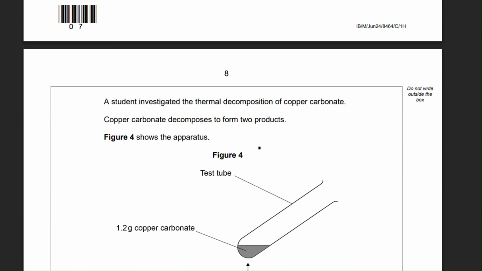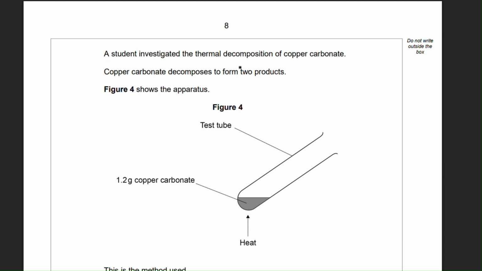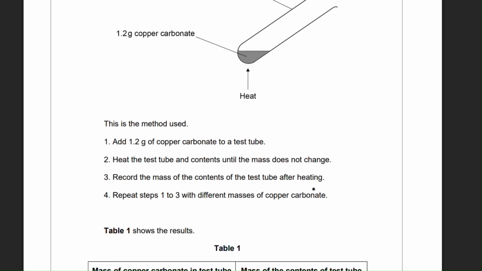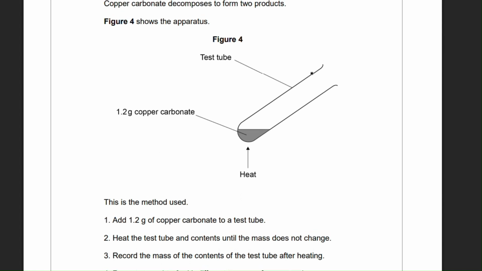Moving on now to 2.4. A student investigated the thermal decomposition of copper carbonate. So what you do, you take some copper carbonate and you heat it in a test tube. Copper carbonate decomposes to form two products. And this is the method that they used. So you add the copper carbonate into the test tube.